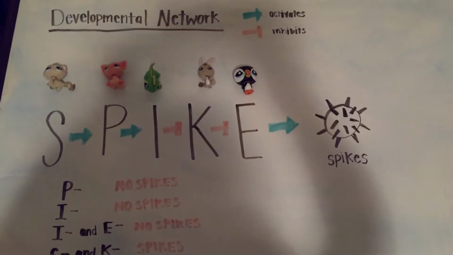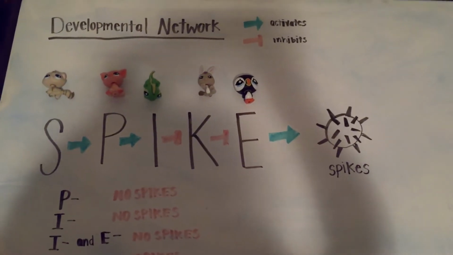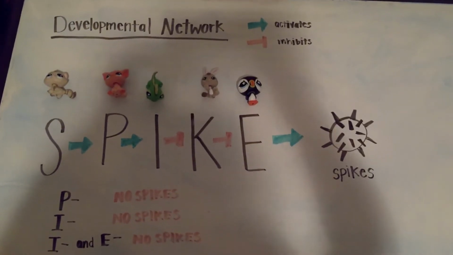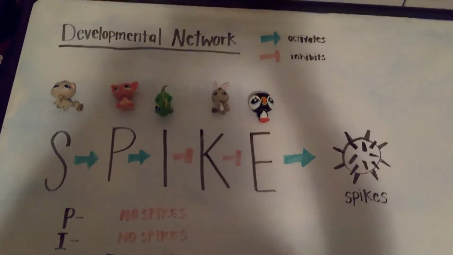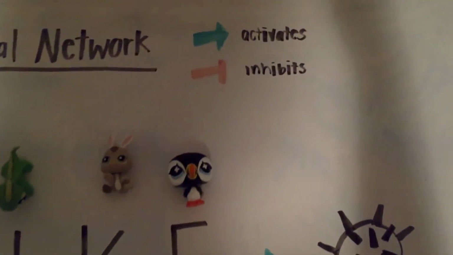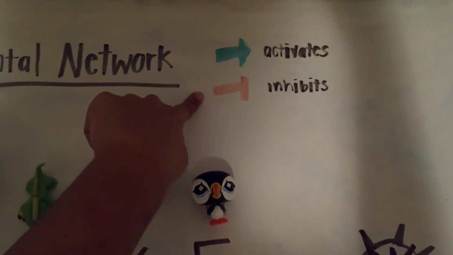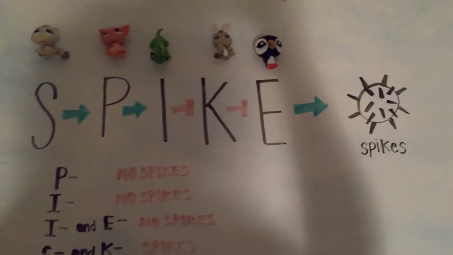Hi, in this video we're going to be talking about developmental networks. To explain developmental networks, I'm going to be using an example of the spiky beetle. But before we get into the example, I wanted to talk about these symbols and what they mean. The green arrow means to activate, and the red T means to inhibit. Now to get on with the example.